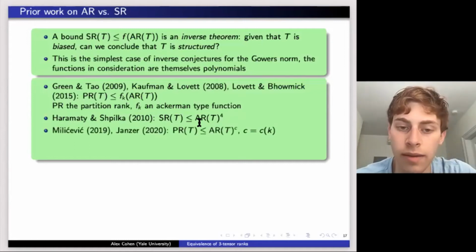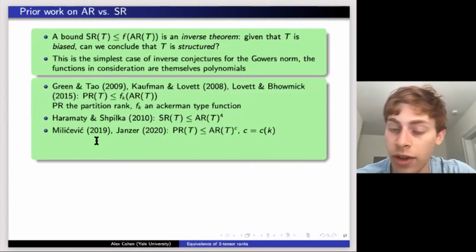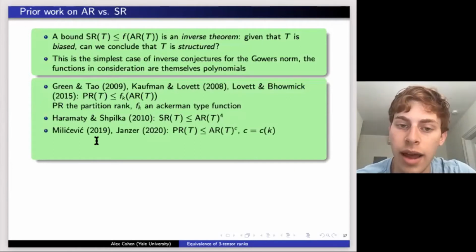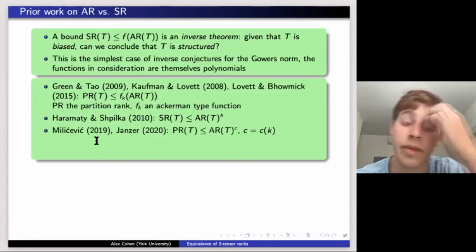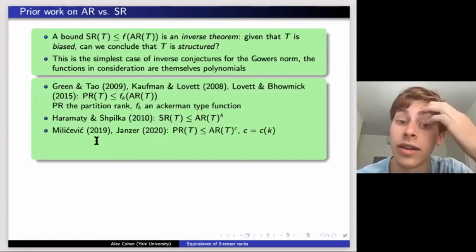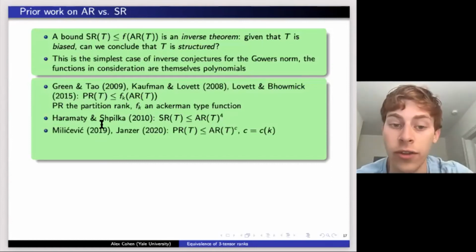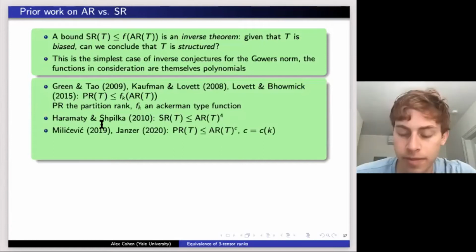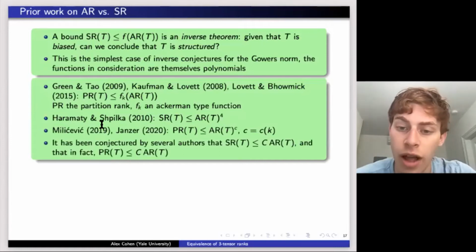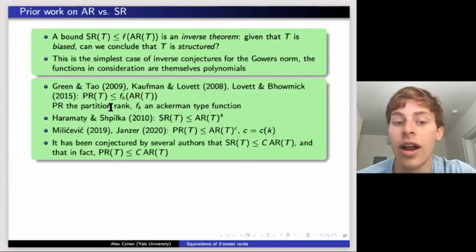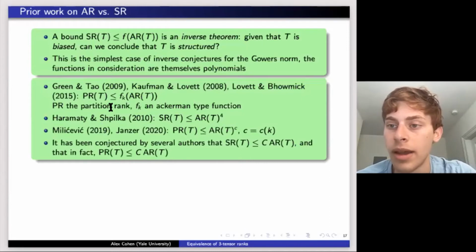Then, very recently, Milosevich and Janzer proved that partition rank is bounded by a polynomial function of analytic rank for all k, so for higher order tensors as well. And it's been conjectured by several authors that the slice rank is bounded by a constant times the analytic rank, and in fact that the partition rank is bounded by a constant times the analytic rank. So these quantities are in fact linearly related.